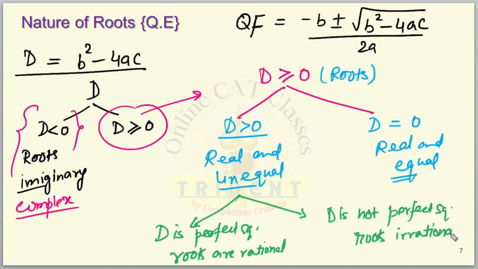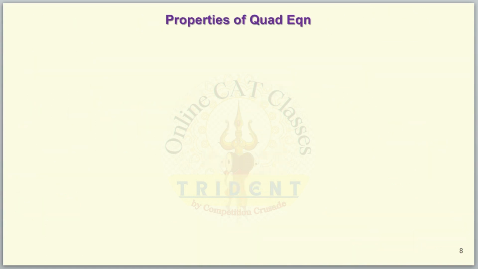If you just remember the last example that I used, D or the discriminant was not a perfect square. In that case, the values that we received were irrational. Anything that is inside the root is an irrational number. That is a very loose example, but that is what it is. Now let's go to the next idea for quadratic equations, which is properties of quadratic equations.